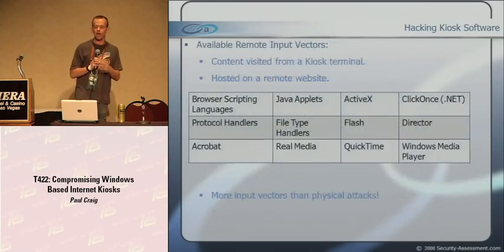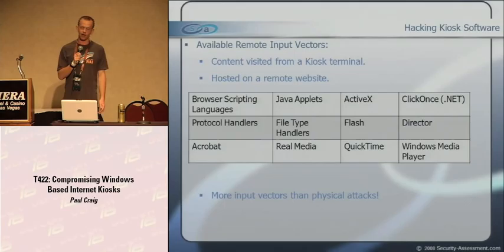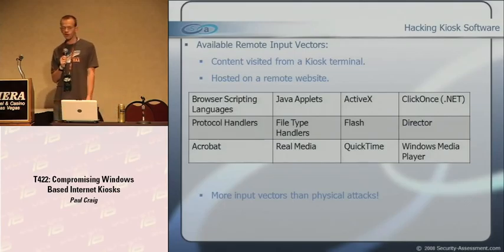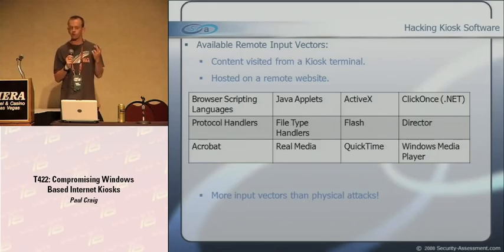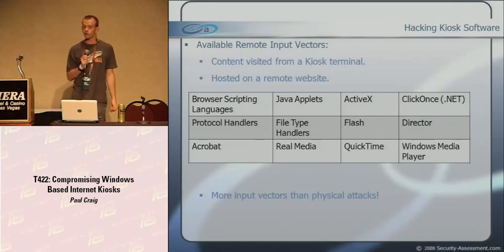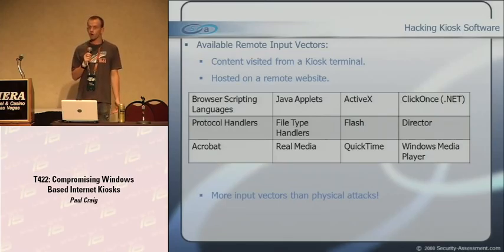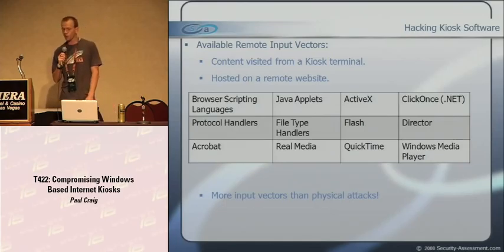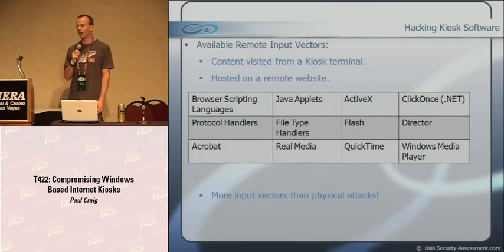So, what available remote input vectors do we have? This is content visited from a kiosk terminal, hosted on a remote website. So we have browser scripting languages. We have VBScript. We've got JavaScript. We've got Java applets. We've got ActiveX. We've got ClickOnce, which is part of .NET. We have protocol handlers. We have file type handlers. We've got Flash. We've got Director. We've got Acrobat. We've got Real Media. We've got QuickTime. We've got Windows Media Player. We've got a hell of a lot more attack vectors than we did being a physical user on a kiosk.